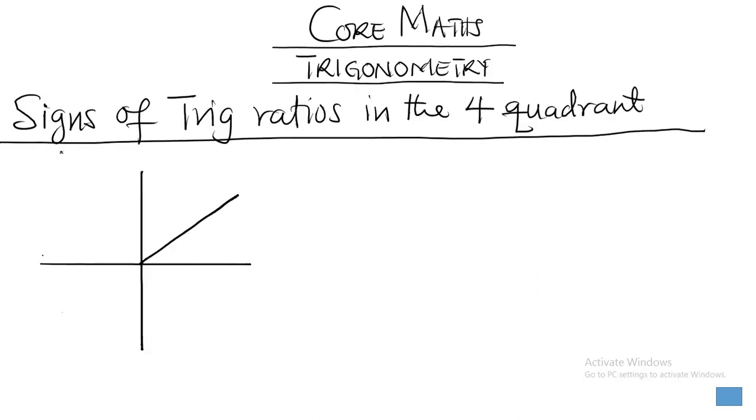Good. So the topic is signs of trig ratios in the 4 quadrants. So plural, quadrants. Good. So we learned that on the Cartesian plane, we have 4 quadrants. This is the first quadrant, this is the second quadrant, this is the third quadrant, and this is the 4th quadrant. So we number in an anti-clockwise direction. Good.